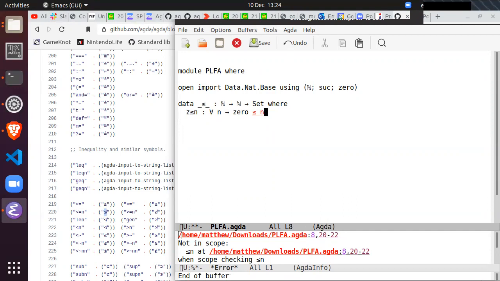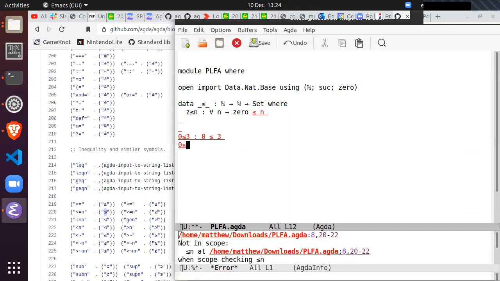Okay, so let's try and use this. We can prove, for instance, that 0 is less than or equal to 3. And because we've declared this as mixfix notation, we can provide arguments that actually look nice.